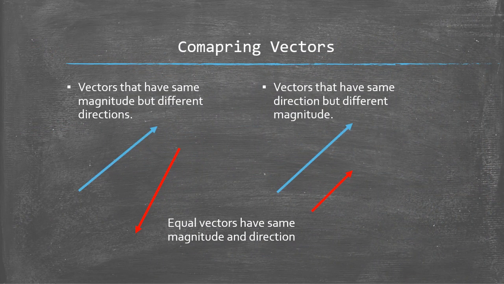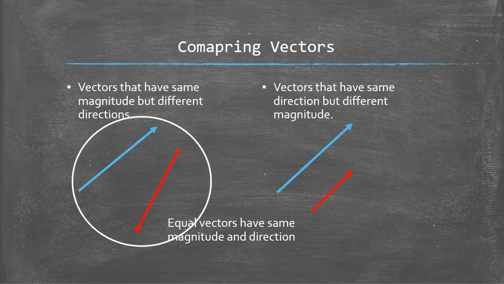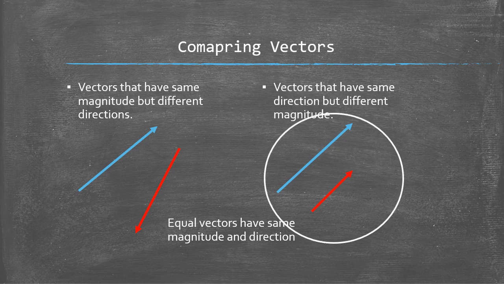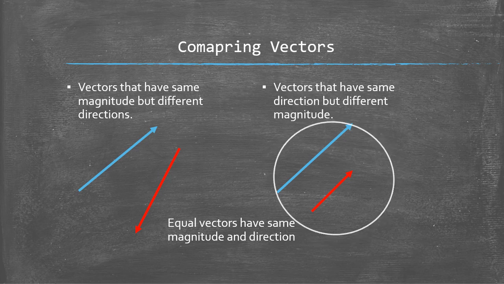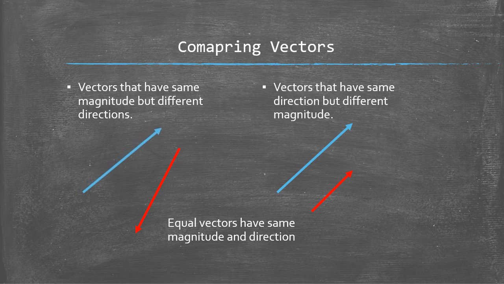Comparing vectors, we have vectors that have the same magnitude but different direction. Also, we have vectors that have the same direction but different magnitude. Equal vectors have the same magnitude and direction.